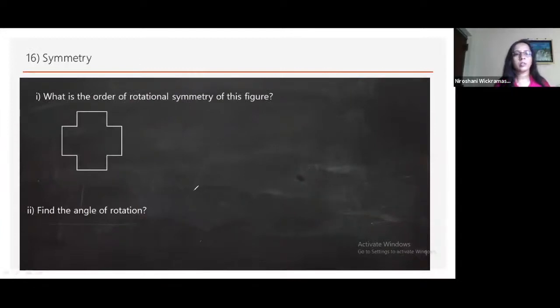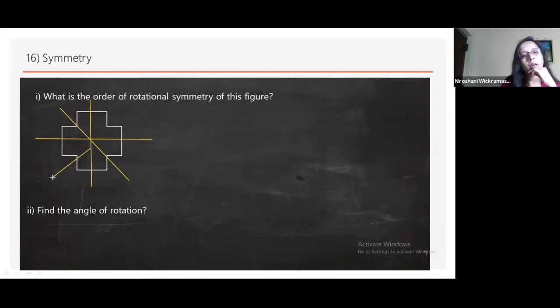This is related to symmetry. What is the order of rotational symmetry of this figure? If you cut through this axis, you can get 2 equal halves. Through this also, and through this. Through this. Then how many axes? There are 4 axes. Find the angle of rotation.